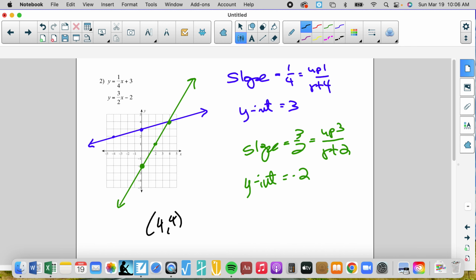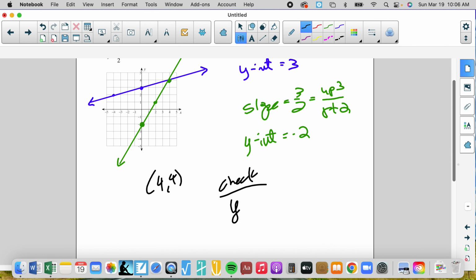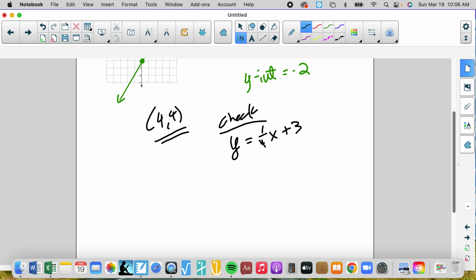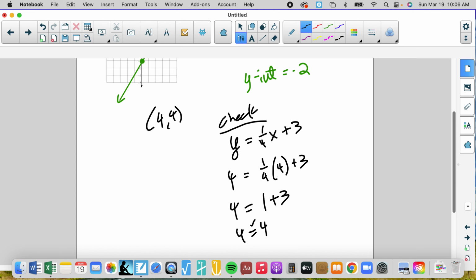I'm going to check it, and by checking, we'll just show the check for this one. We take the equation, y equals 1/4 x plus 3, and I'm plugging in these values. So I get 4 for my y value. That's my y value. Coordinates are written x, y. 1/4 times 4 plus 3. 1/4 times 4 is 1. 1 plus 3 is 4. And it worked for that equation.